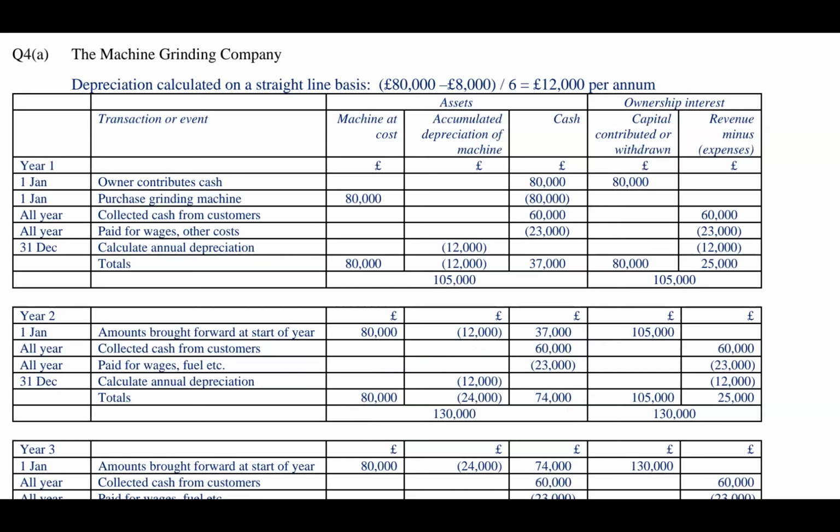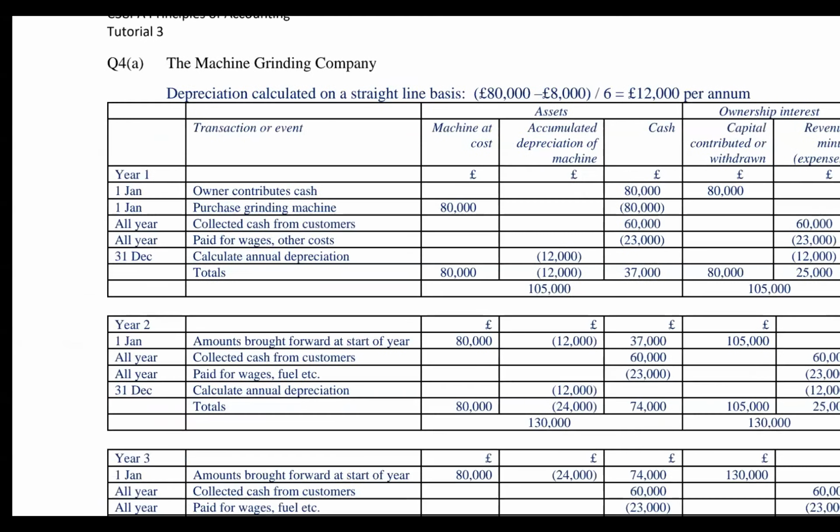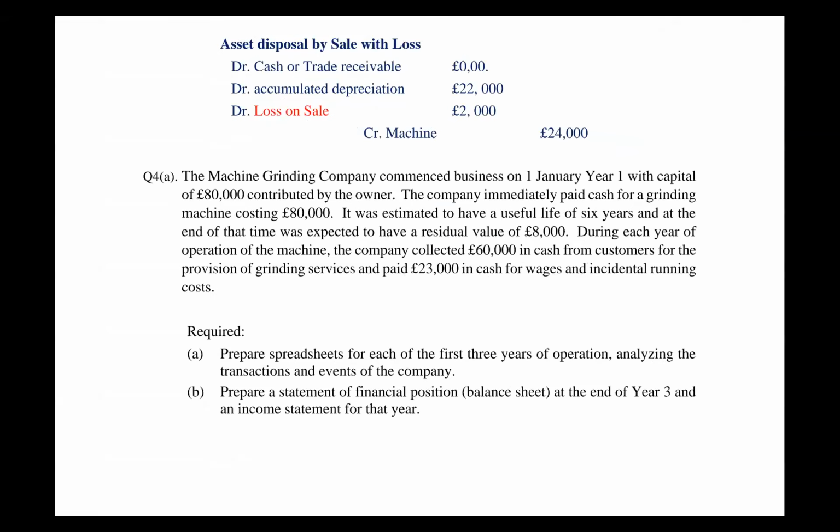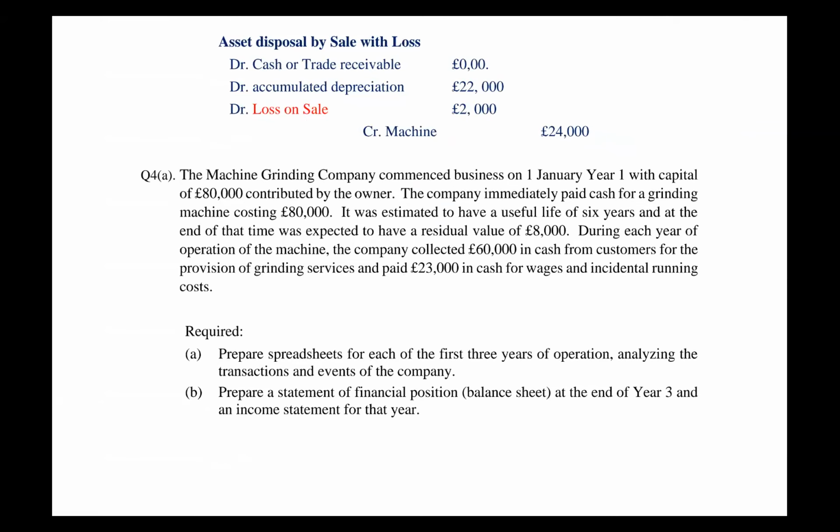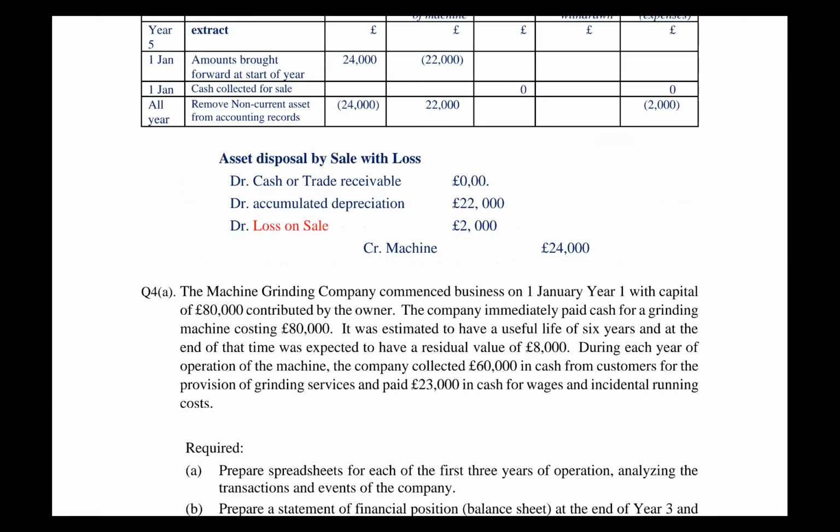But the question can change. Let me just contextualize this so that you may understand. Let me reread the question a bit so that you follow nicely now. The machine grinding company commenced business on 1st January with a capital of 80,000 contributed by the owner. So the company immediately paid cash for a grinding machine costing 80,000. It was estimated to have a useful life of 6 years, and at the end of the time was expected to have a residual or resale value of 80,000.